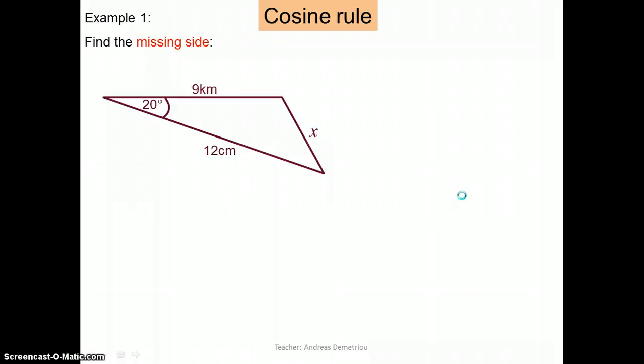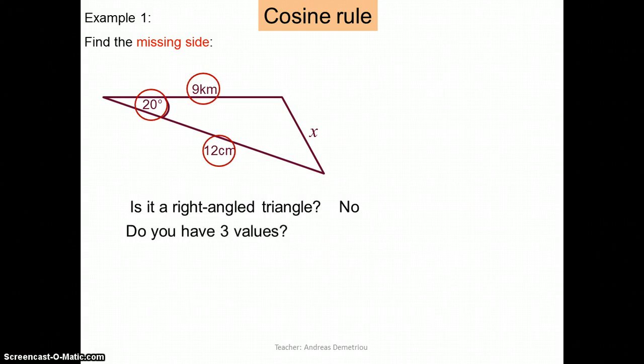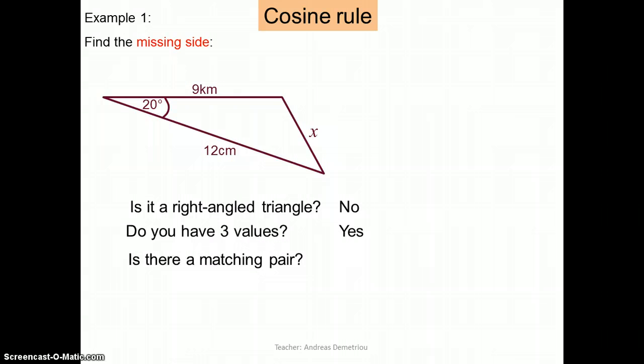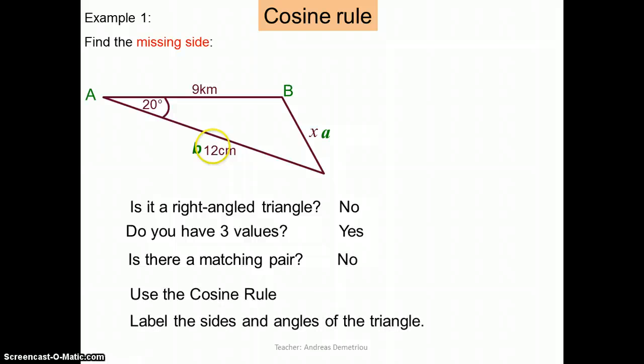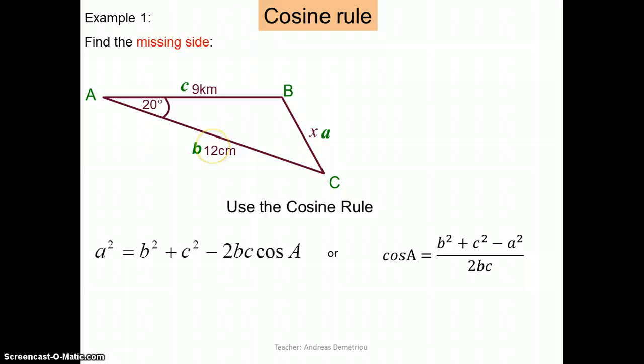We see one example. Here we see that because it's not a right angle triangle, you cannot use Pythagoras or trigonometry. You need to have three values, and then you need to check whether to use the sine rule or the cosine rule. Because there is not a matching pair, here is the side, angle, side, we will be using the cosine rule. By labeling the sides, having the two formulas, here you have to make a choice which of the two formulas to use.